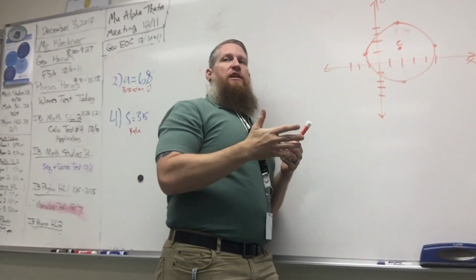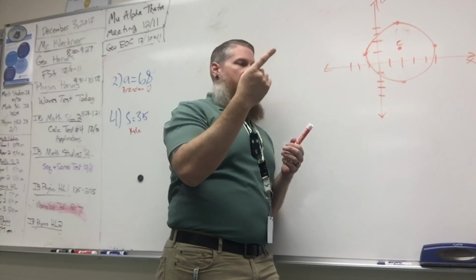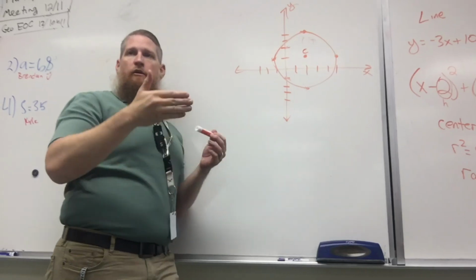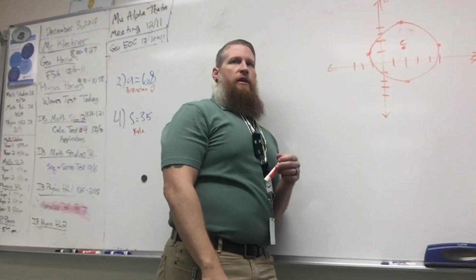So in essence, when you're graphing these out, you got to plot 5 points. You got to plot the center, and then you got to plot one above, one below, and one to the left and right that are a radius length away, and then just connect them.